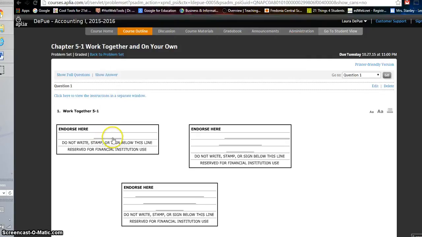So right here it really gives us just a drop-down box here. So for the blank endorsement, all we're going to do is write the word signature here, but in all reality we'd write our name as the signature for a blank endorsement.